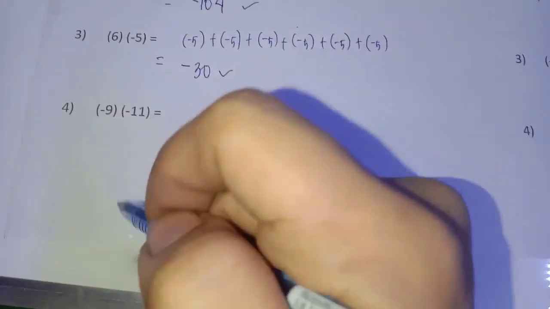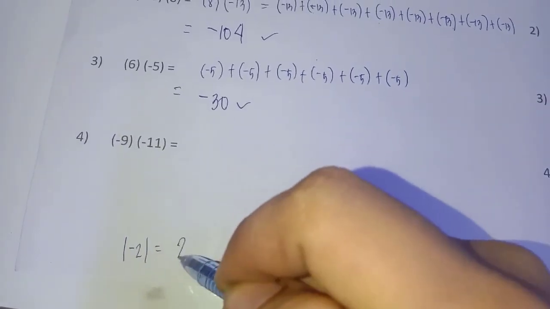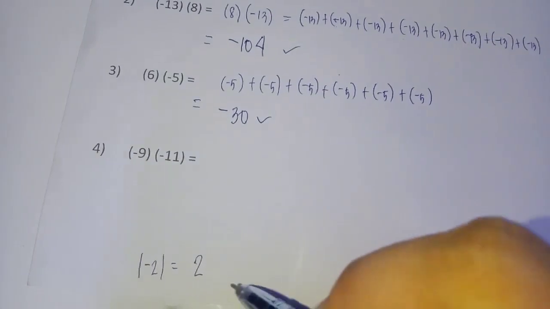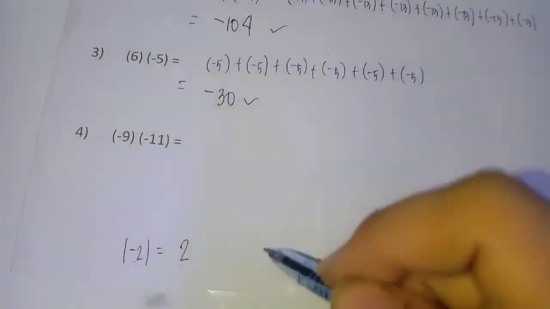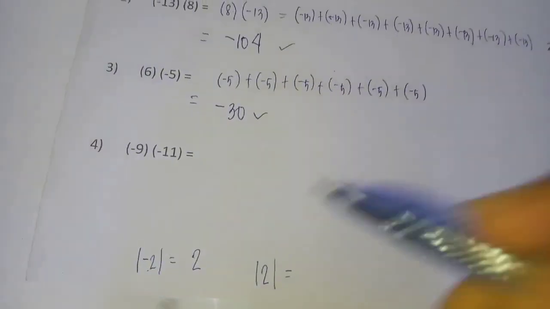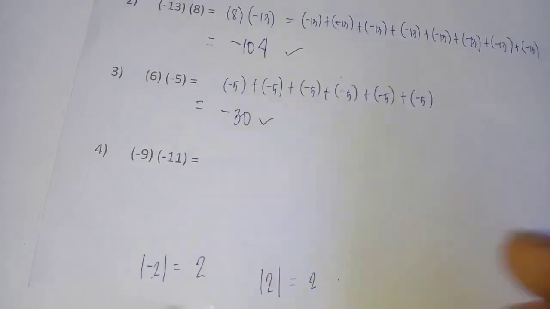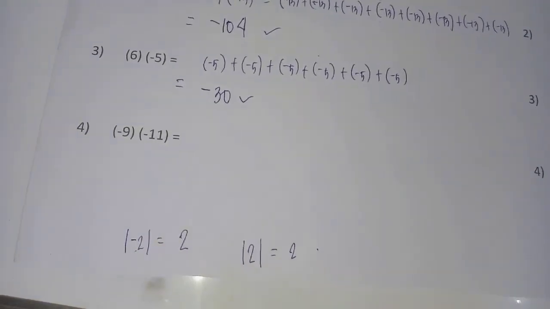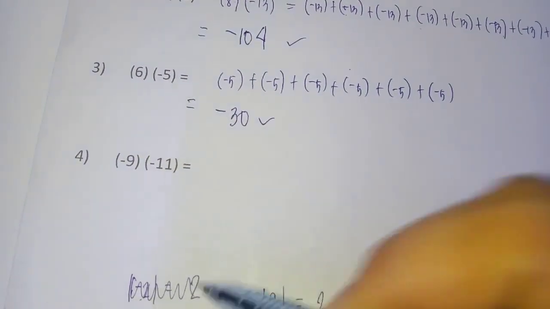Let's say, for example, the absolute value of negative 2 is 2. Lahat ng positive value ng negative 2 is equal to 2. That is the absolute value of negative 2. Okay, the answer is 2. What is the absolute value of positive 2? The absolute value of positive 2 is always 2. Okay? Again, we're taking only the positive value of such number or such digit. Okay? So I'm going to erase this one.